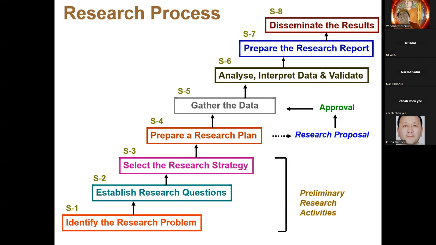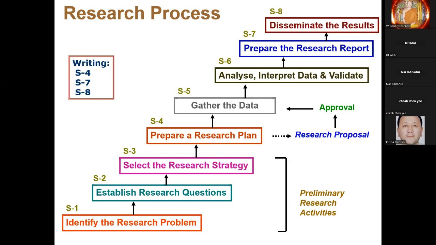So first, second, and third, these are called preliminary research activities: identify the research problem, establish research questions, and select the research strategy. These are the preliminary stages or activities related with the research scholar who is supposed to get registered for the PhD course. And after that, whenever he is registered for the PhD course, then he has to make a research plan, and then from here the next stage starts.